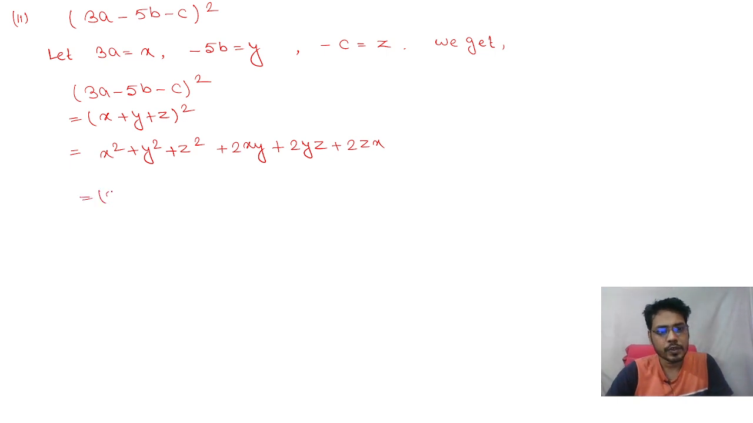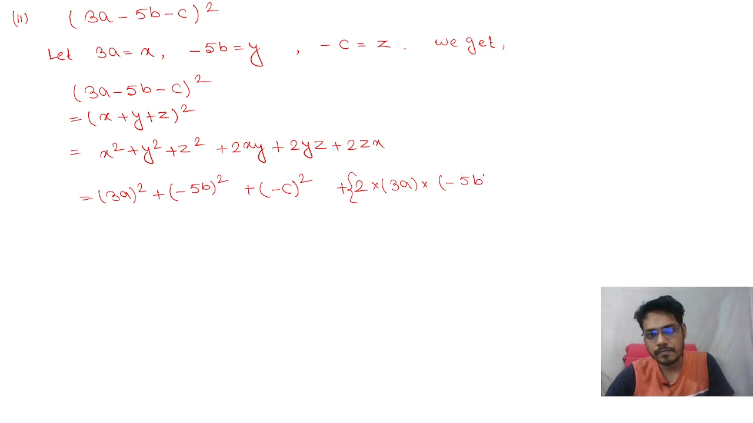Now x is 3a, so 3a its whole square, y is minus 5b, so minus 5b whole square, z is minus c its whole square, plus 2xy, 2 into x is 3a and y is minus 5b, plus 2yz, here y is minus 5b, z is minus c, now plus 2zx, z is minus c, x is 3a.